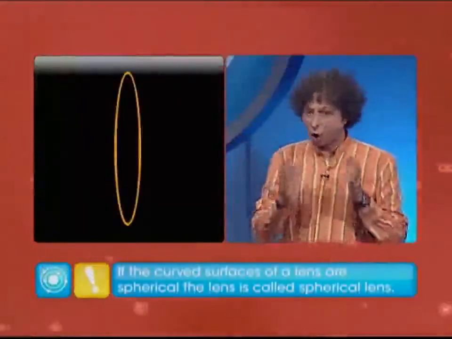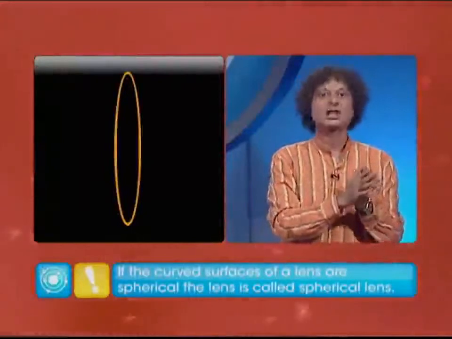We make use of this phenomena of refraction at curved surfaces to make lenses. Now we've been talking about lenses for some time. So before we move on, let's know what are lenses and their various types. A transparent material bound by two refracting surfaces, of which at least one is curved, is called a lens. Now if the curved surface or surfaces of a lens are spherical, the lens is called a spherical lens. Simple enough, isn't it?